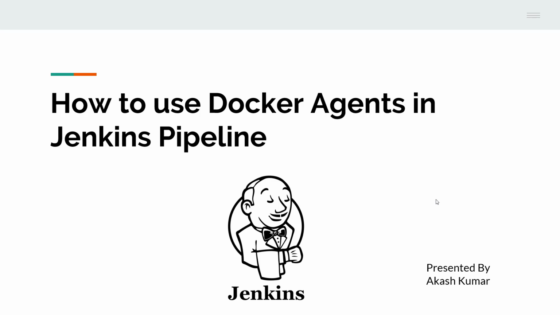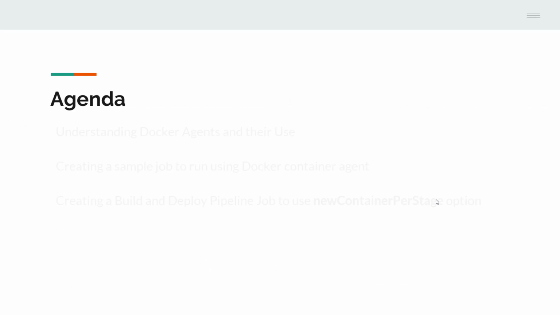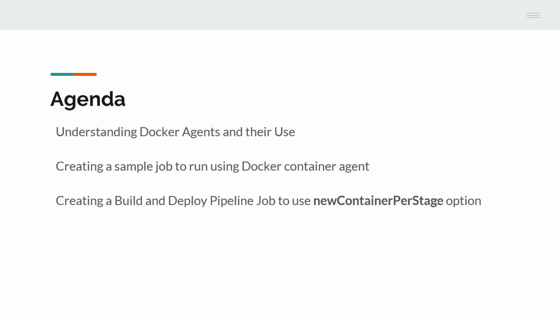In this video, I'm going to talk about how you can use Docker agents in a Jenkins pipeline. Okay, so let's go with the agenda. First we will be discussing understanding Docker agents and why Docker agents are being used. Then we are going to create a sample job to run using the Docker container agent. And then we are going to create a build and deploy pipeline job, and we are going to use the new container per stage option.